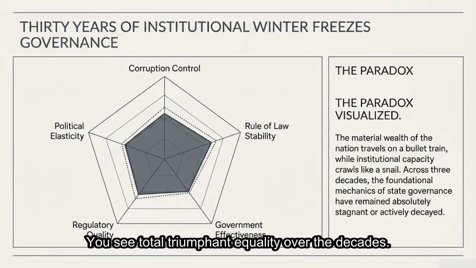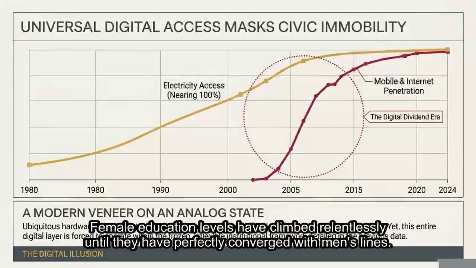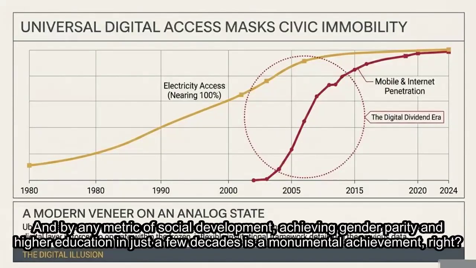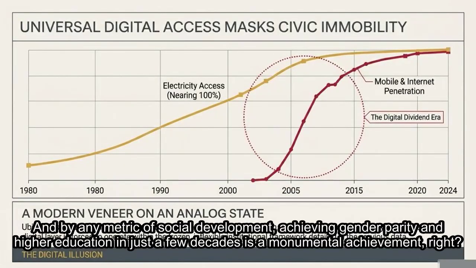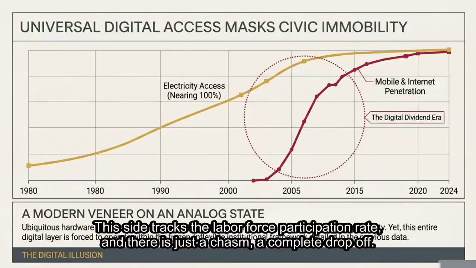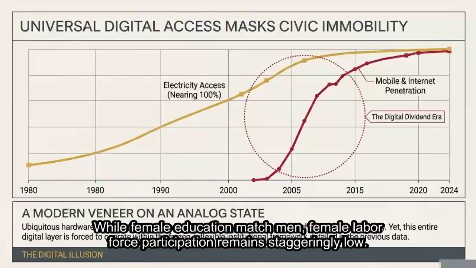This is one of the most jaw-dropping charts in the entire data set. The mirror chart. Yeah, it's presented as a mirror image graph. On the left side of the chart, you see total triumphant equality. Over the decades, female education levels have climbed relentlessly until they have perfectly converged with men's. The lines touch. Women in Algeria are just as educated, just as literate, and are passing university exams at the exact same, if not higher rates than men. And by any metric of social development, achieving gender parity in higher education in just a few decades is a monumental achievement.